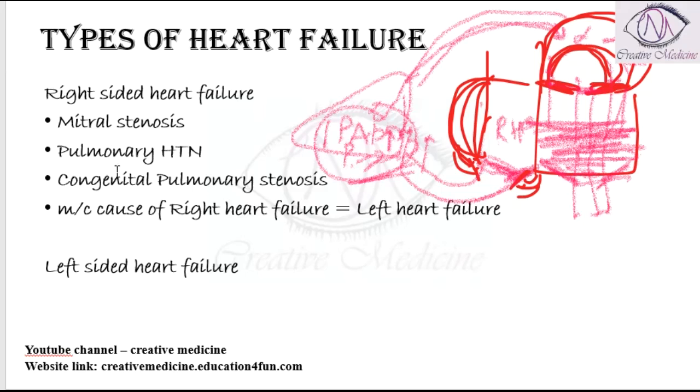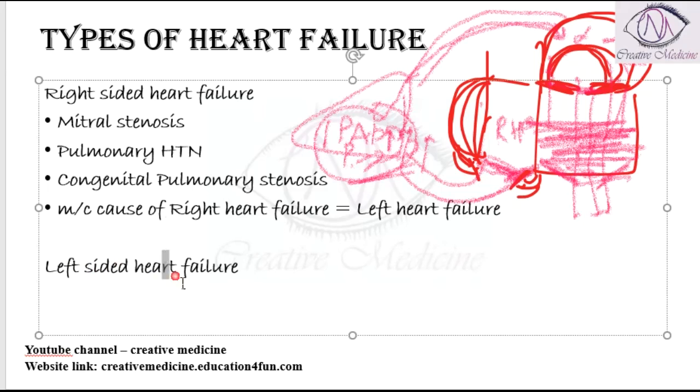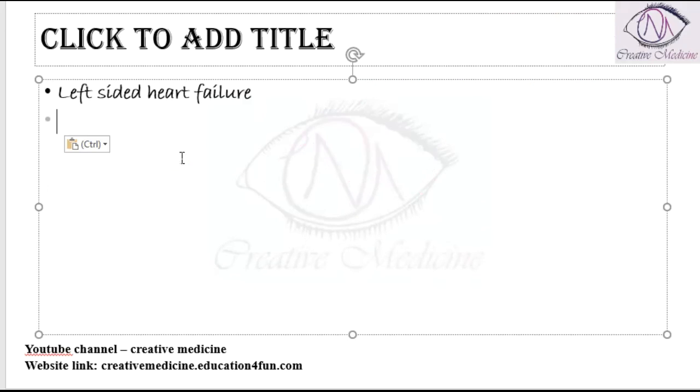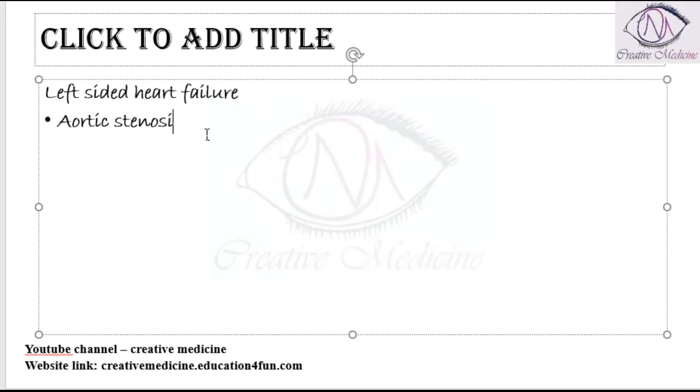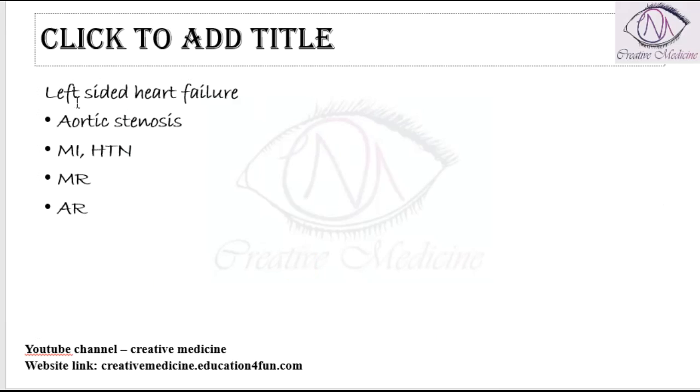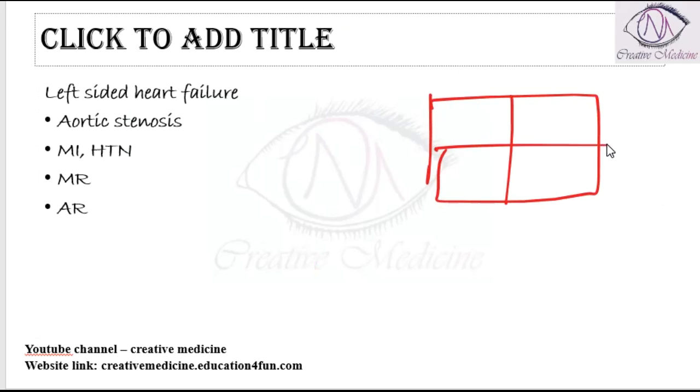Causes of left heart failure. The second type of heart failure is left heart failure. This is seen in conditions like aortic stenosis, myocardial infarction, hypertension, mitral regurgitation, aortic regurgitation. All these will result in left heart failure. Now, how can all these result in left heart failure?